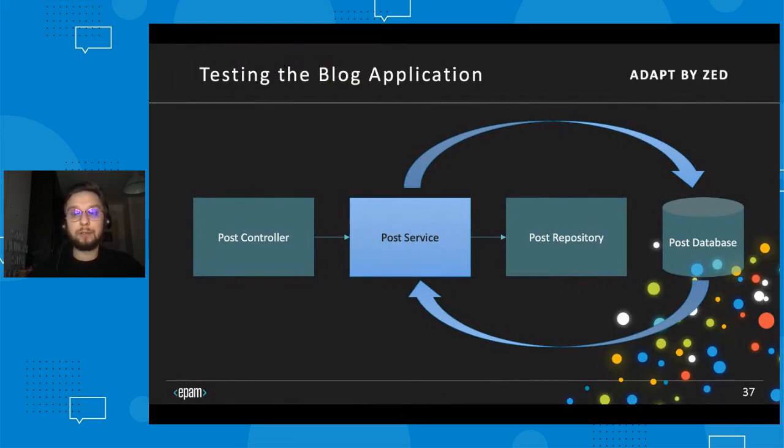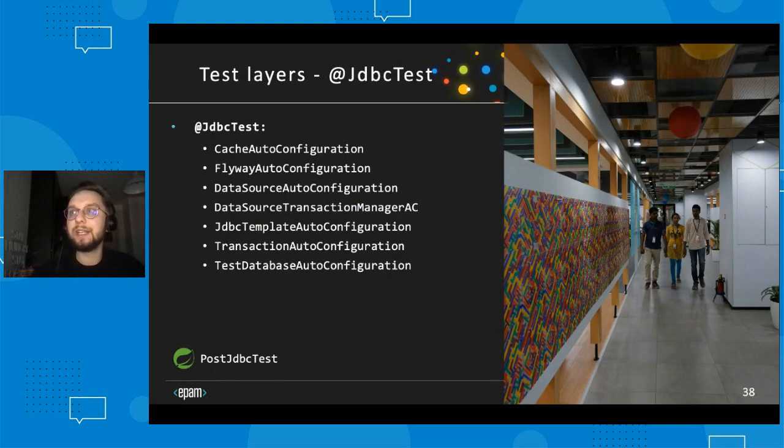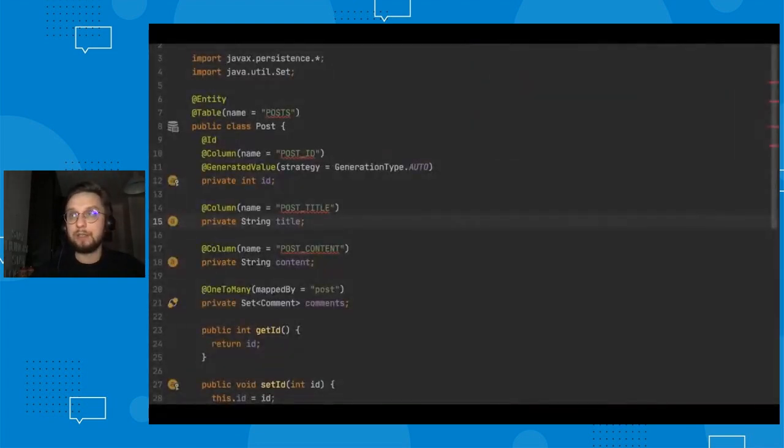Also, not all situations allow you to use Spring Data JPA. In some cases, you'd like to access your data directly using plain SQL queries. It also could be tested using the JDBC test annotation. So, as you may see, it configures Flyway, data source, JDBC template, transaction, and of course, the underlying database. So let's take a look at how it works.